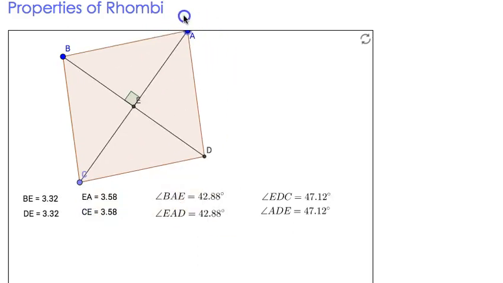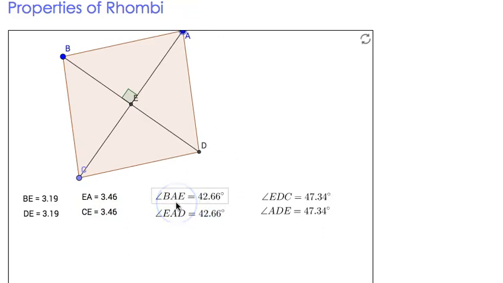And it changes as I move it. But notice here that BAE is 42.66. And then we have EAD, which is also 42.66. These two angles are congruent. And that goes for EDC, which is congruent with ADE, which is exactly what we were just talking about.